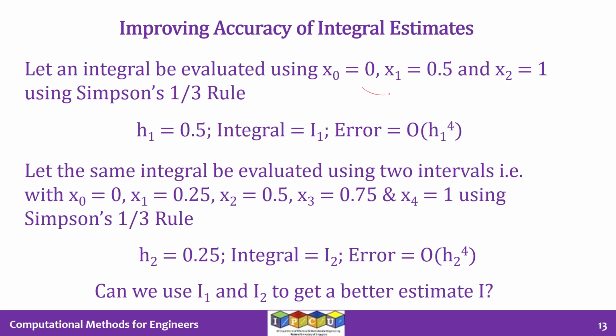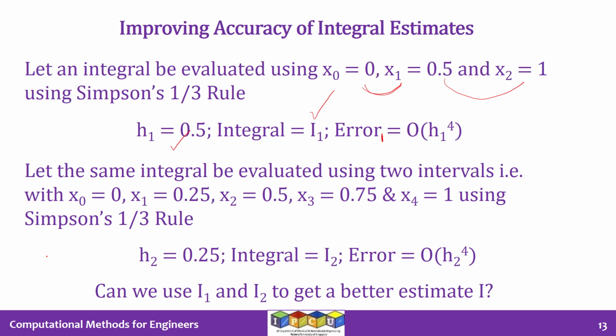Here, the size of the step that we take, or the step size, is 0.5 as we know, right? So 0 to 0.5 and 0.5 to 1. So h is 0.5. Because this is the first thought experiment we are going to do, we are just going to refer to that h as h1. So h1 is 0.5. Let's say the integral that we compute has this value of I1. And the error, because it is Simpson's one-third rule, is going to be of the order of h to the power of 4. And therefore, in this case, where h is equal to h1, the error is going to be of the order of h1 to the power of 4. We can call this error 1.